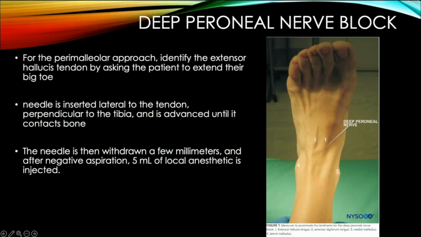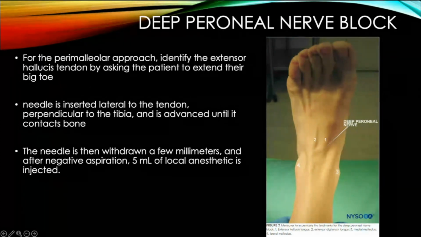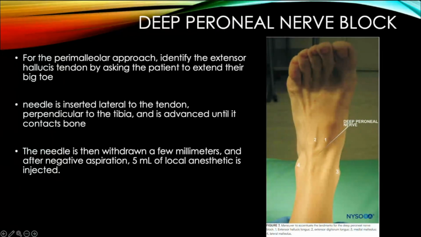So next we go into the deep peroneal. We have two deep nerves that should be blocked at the level of the ankle block. That is the deep peroneal nerve block and also the posterior tibial nerve. For the deep peroneal nerve block, we identify the extensor hallucis tendon by asking the patient to extend their big toe. When they extend their big toe, we can identify the extensor hallucis longus, and then we insert the needle lateral to the tendon and perpendicular to the tibia, and advance until in contact with the bone. When it's in contact, we withdraw the needle a few centimeters, and then after negative aspiration, we inject 5 mils of local anesthetic.